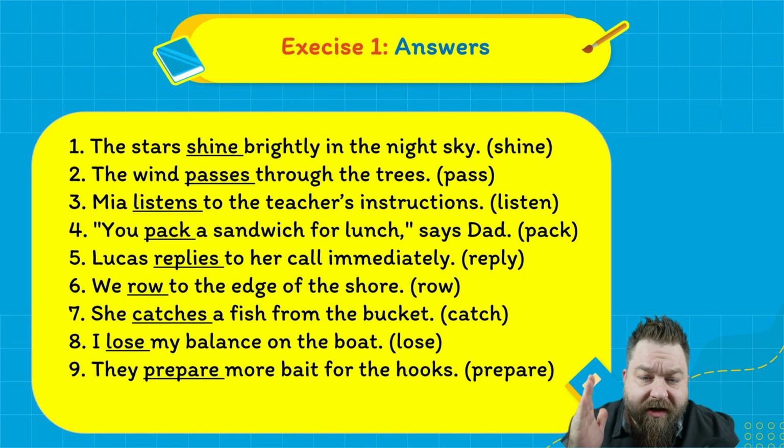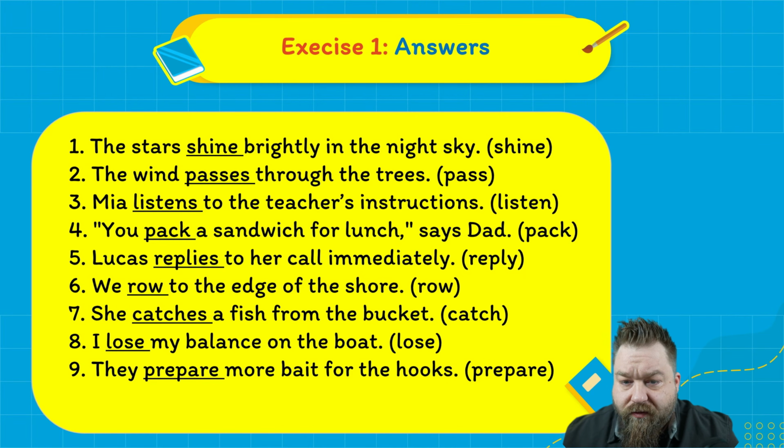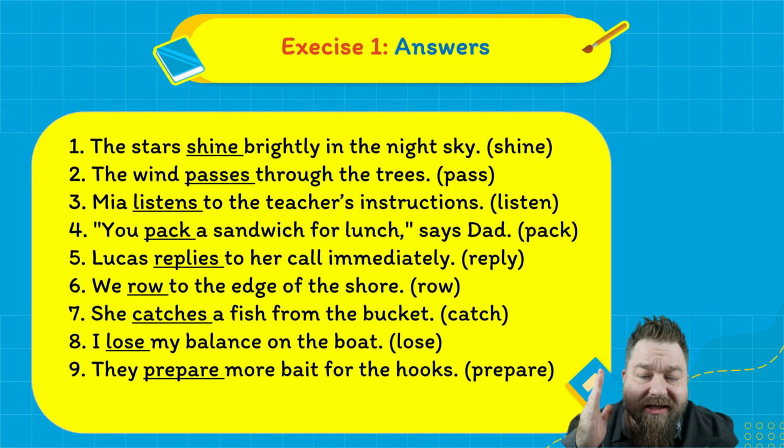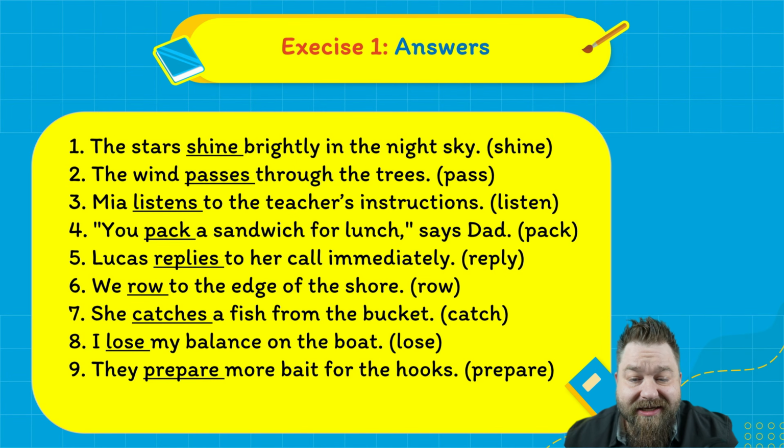Let's check these answers. Number 1, the stars, plural, shine, just the normal verb, no change. The wind, one thing. So pass becomes passes through the trees, right? We added that ES. Number 3, Mia, that's one person. So we need to change it, right? Listen becomes listens to the teacher's instructions. Good girl, Mia. Number 4, you, we don't change that. So the verb is just the same. You pack a sandwich for lunch, says Dad.